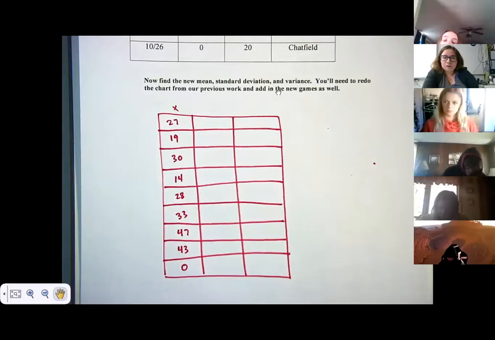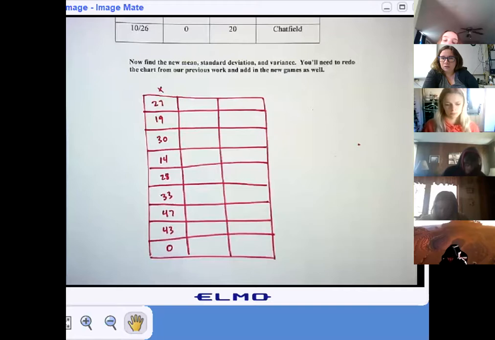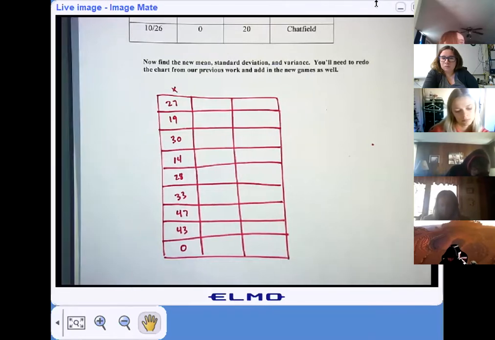Okay, so I'm going to stop recording. I'll give you one more second to write that down. Just the problems. And remember, this is just the original chart plus the new 3.